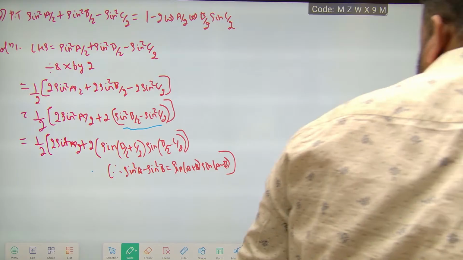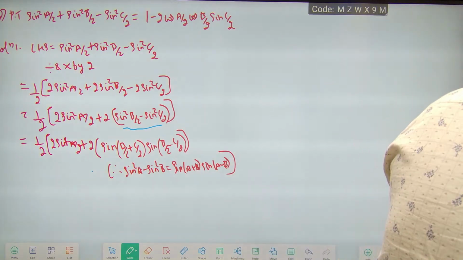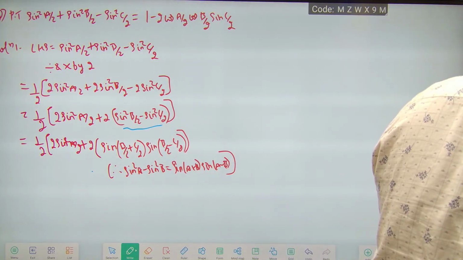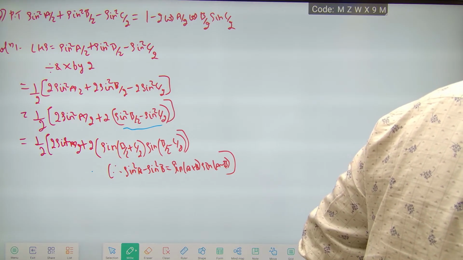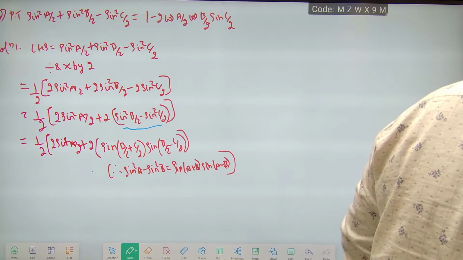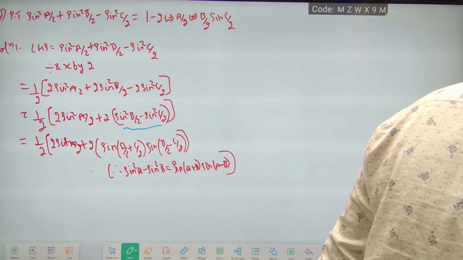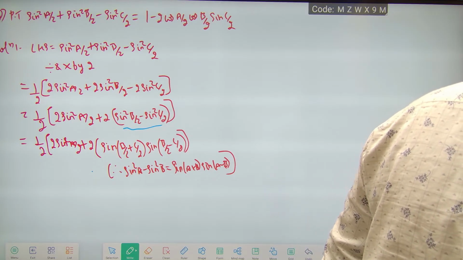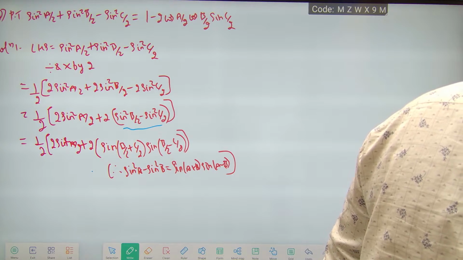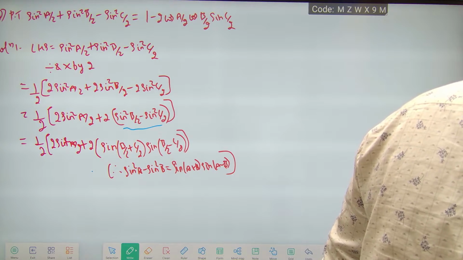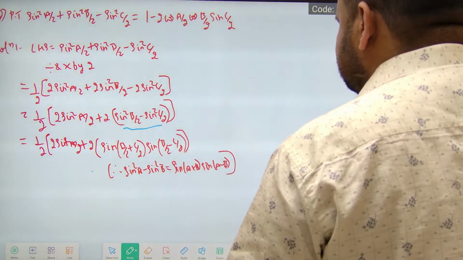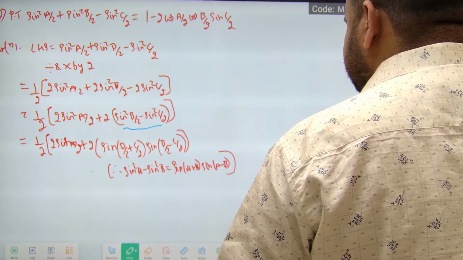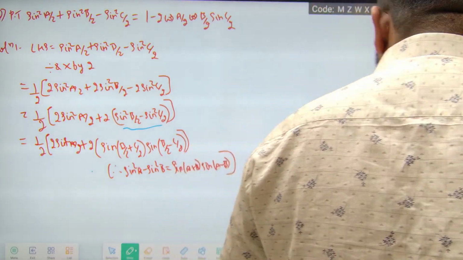So this is what we get. Sin square of B plus C by 2, B plus C by 2 I can write it, B minus C by 2 I can write it. Correct? This is what I can do.